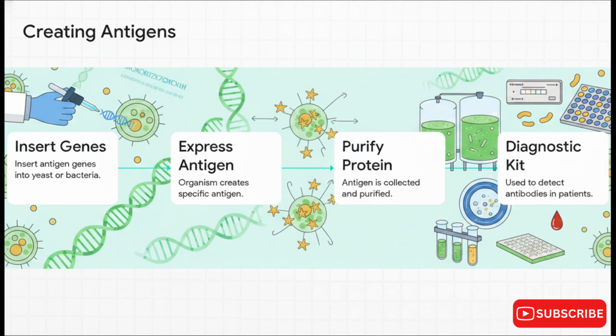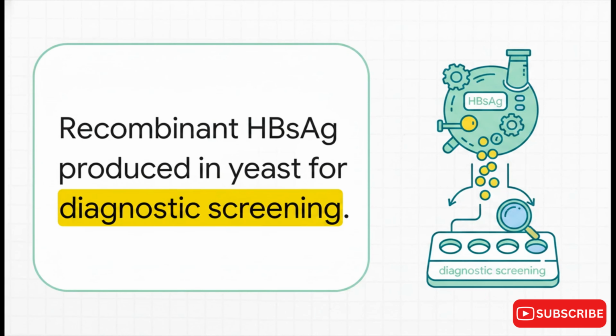Step 3, this new antigen protein is collected and purified in really large amounts. And finally, Step 4, the purified antigen is placed into diagnostic kits where it's used to detect antibodies in patient samples. It's a beautifully orderly, step-by-step process. And here's a brilliant real-world example of that exact recipe.